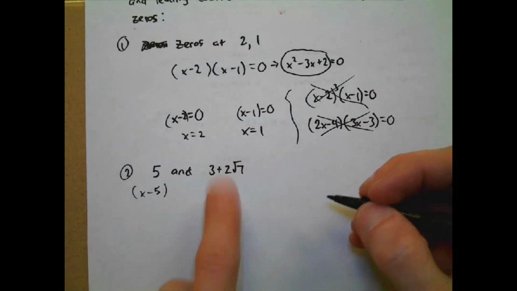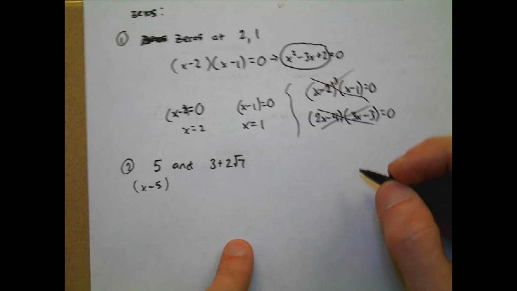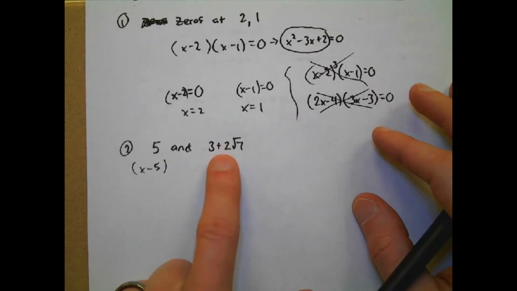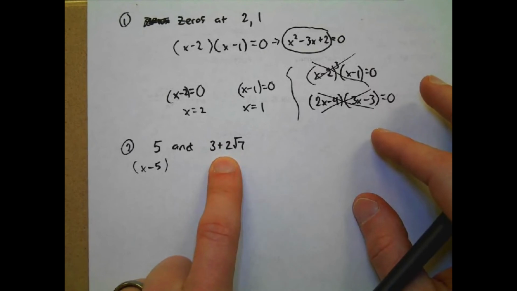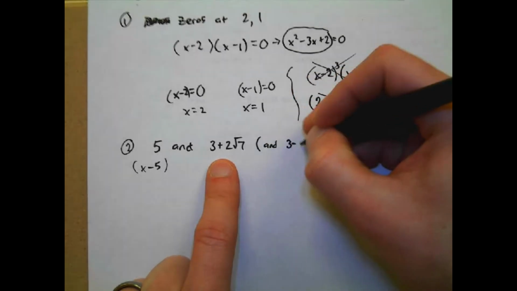But this factor, how are we going to do this? And first of all, by the way, I should really say, if we have this as a 0, what other 0 must we have? If we have 3 plus 2 root 7, what other 0 must be included too? Minus 2 root 7. 3 minus 2 root 7. Okay? You have to have its conjugate as well.